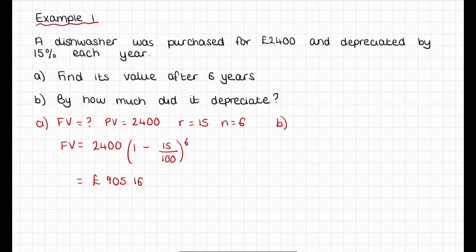So same as before, the amount it depreciates would be the amount we started with minus the amount that it ends as, which would be £1,494 and 84 pence. Now you can also do this in the financial solver on your calculator, and I'll show you how to do that now.